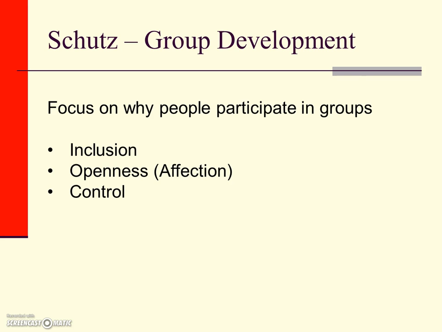The second reason why people join groups is for affection, or as Schutz coined it, openness. Some families are not very emotionally open, and so people will seek out other areas, other groups to belong to, where they can express how they feel and what is important to them.